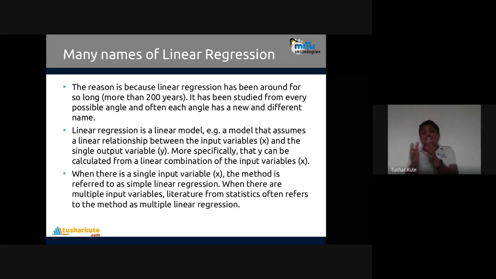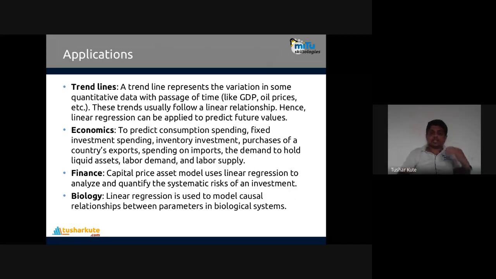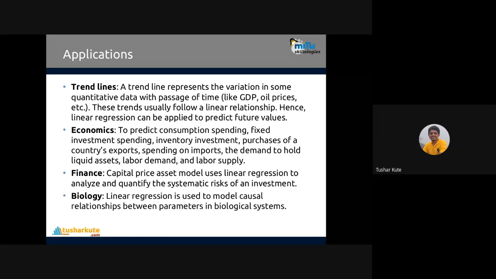We generally focus on simple linear regression, where we have one input variable and one output variable. Based on that, regression modeling can be done. Let's see some applications, like trend lines. A trend line is a representation of variation in some quantitative data with the passage of time, like GDP. GDP changes according to time.